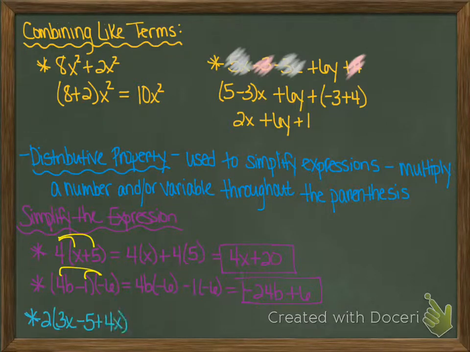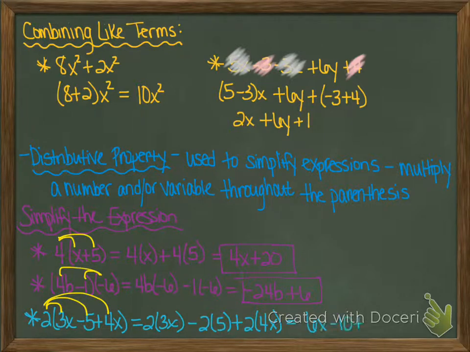Last example that I have for you, 2 times the parentheses 3x minus 5 plus 4x. I need to distribute the 2 to each term inside the parentheses, and this time I have 3 terms. So if I write this out, I have 2 times 3x minus 2 times 5 plus 2 times 4x. Now I can simplify what I have. So I'm going to have 6x minus 10 plus 8x.